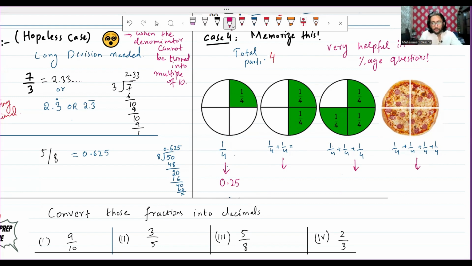1/4 plus 1/4 will be 2/4. I can also write it as 1 divided by 2. If you divide, you do the cancellation: 2 1s are 2, 2 2s are 4. 1/2 is equal to 0.5. This is the stuff you need to memorize.